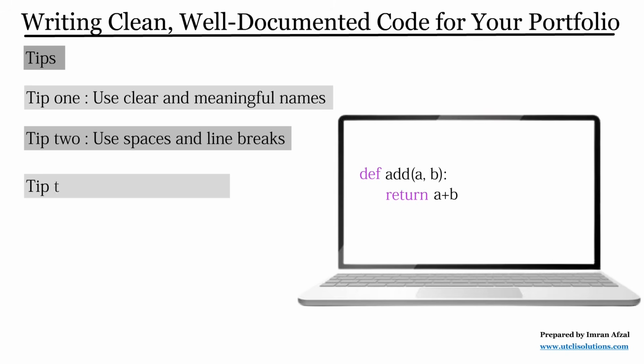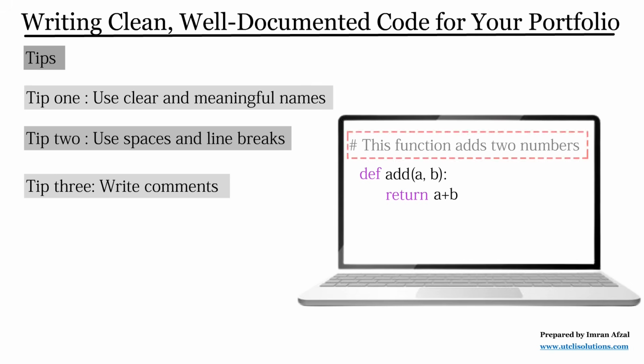Tip number three, write comments, which is very important. A comment is a short sentence that explains what a part of your code is doing. In Python, comments start with a hash symbol like this: hash, this function adds two numbers. Even if your code is simple, comments help others.